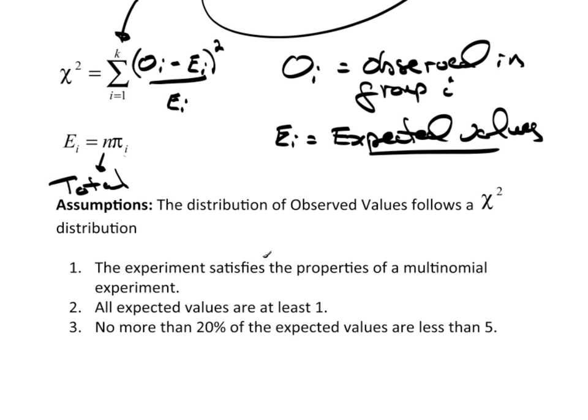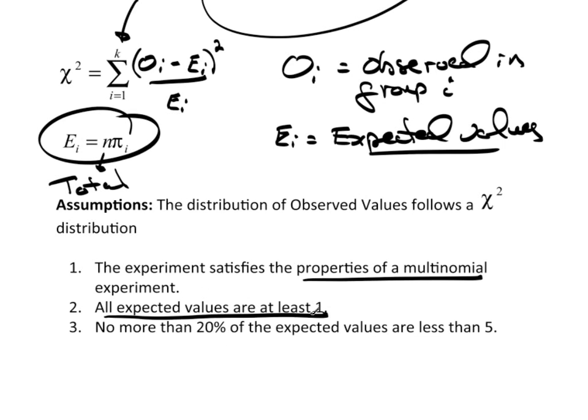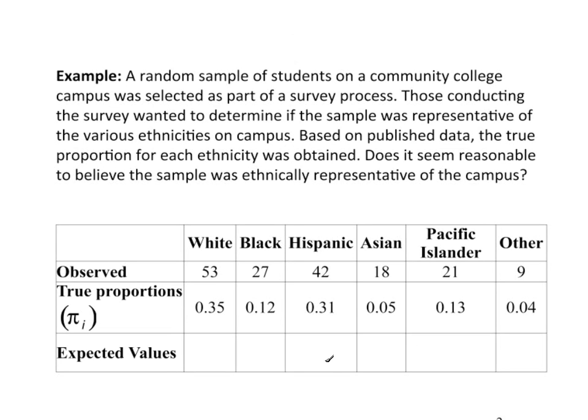Now, the assumptions for the chi-squared test are that number one, the experiment satisfies the properties of the multinomial. All of the expected values, these guys that you would calculate, are at least 1, and no more than 20% are less than 5. And you need to address each and every one of those. So let's jump into an example now of that goodness of fit test.